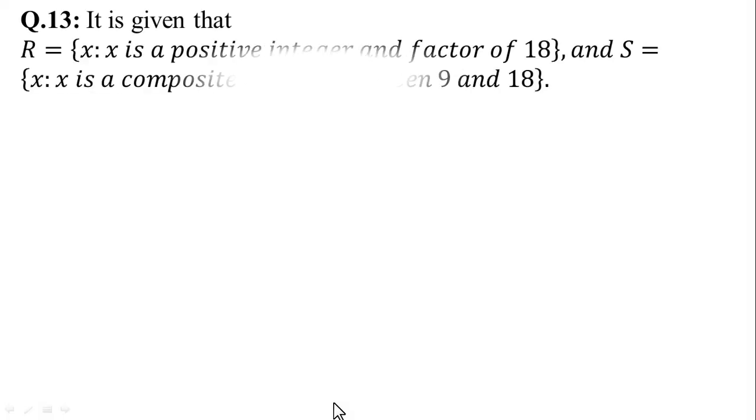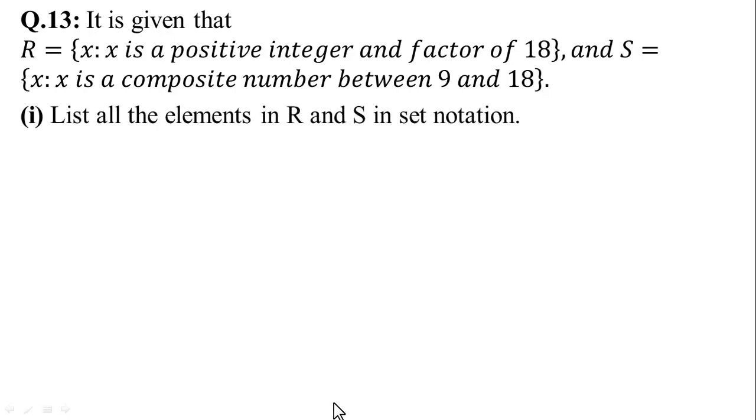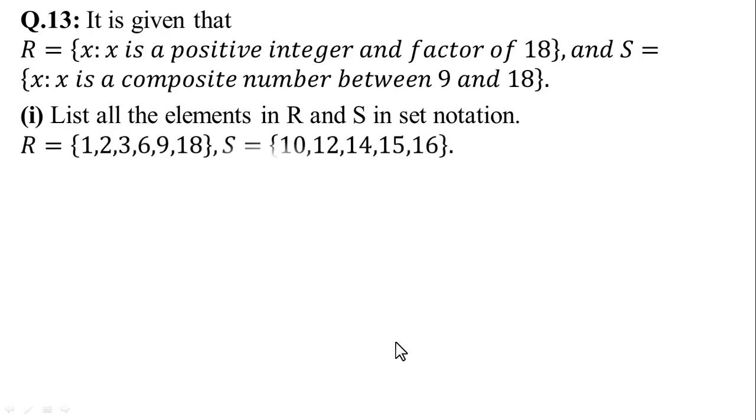Now we have question number 13. It is given that R is equal to the set of x such that x is a positive integer factor of 18, and S is equal to the set of x such that x is a composite number between 9 and 18. First, write the elements of R and S in set notation. R is the positive integer factors of 18. These are 1, 2, 3, 6, 9 and 18.